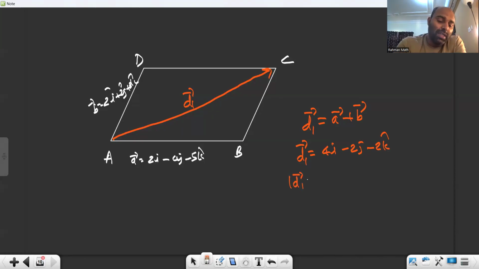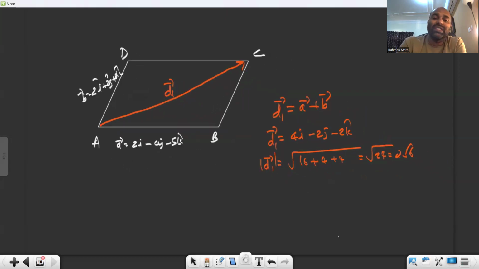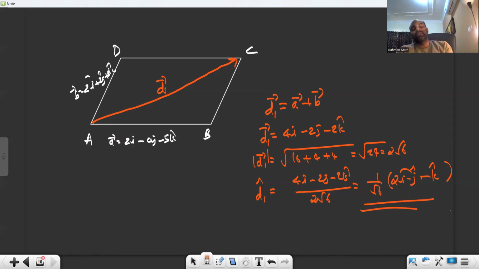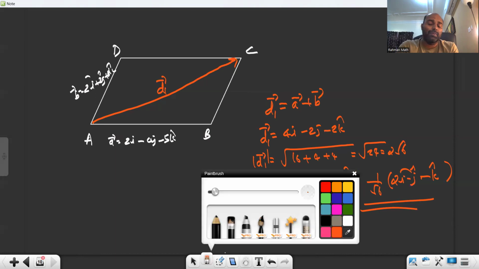Therefore, the magnitude of D1, because they are asking for the unit vector: 16 plus 4 plus 4, root of 24, which you can write as 2 root 6. So what is D cap? D1 cap, first they are asking that one, D1 cap equals 4i minus 2j minus 2k by its magnitude. If you simplify, 1 by root 6, I took it outside, times 2i minus j minus k. This is the first unit vector along the direction of, or parallel to, D1 cap.